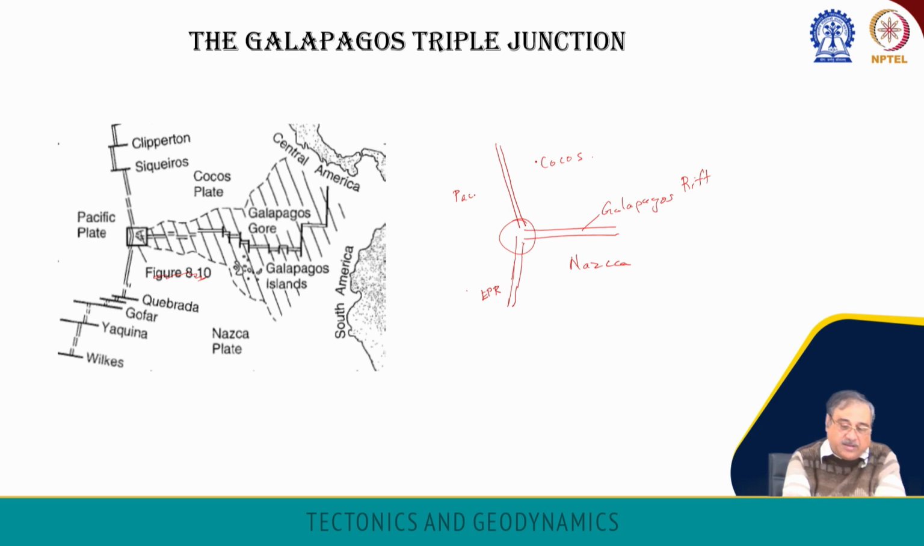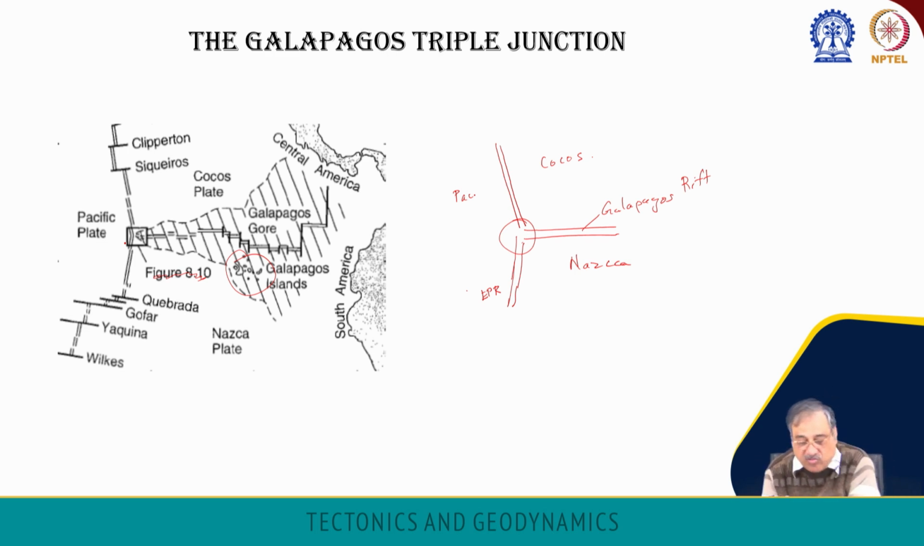Now, the Galapagos Islands themselves, which Darwin discovered, are here. And so the triple junction we are talking about is actually pretty close to the Galapagos Islands. So this is the triple junction that we are concerned about, the one that we'll be discussing now. It's a ridge triple junction.